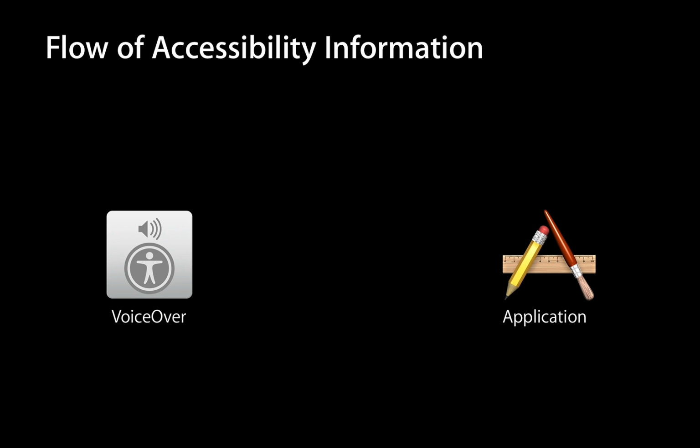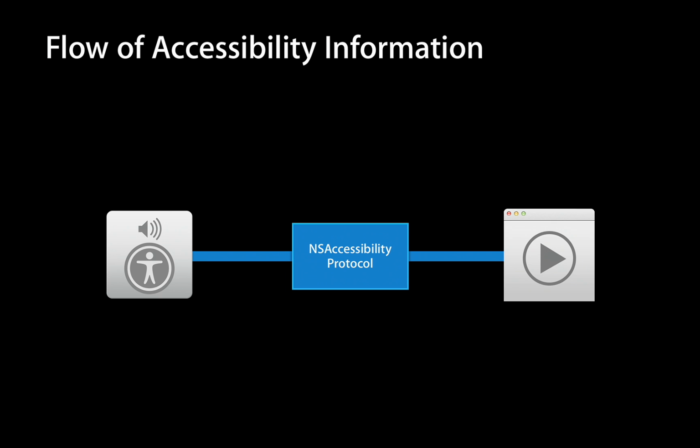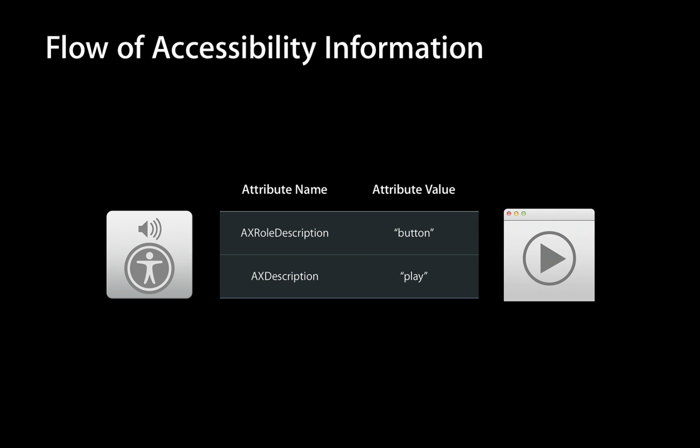To use a specific example, I have VoiceOver here as assistive software, and then just a generic application that perhaps just has a play button in the window. The way they communicate with each other is through what we call the NSAccessibility protocol. Every UI, like this play button, conveys its accessibility information through attributes. So VoiceOver can simply ask for a specific attribute and get some information back.